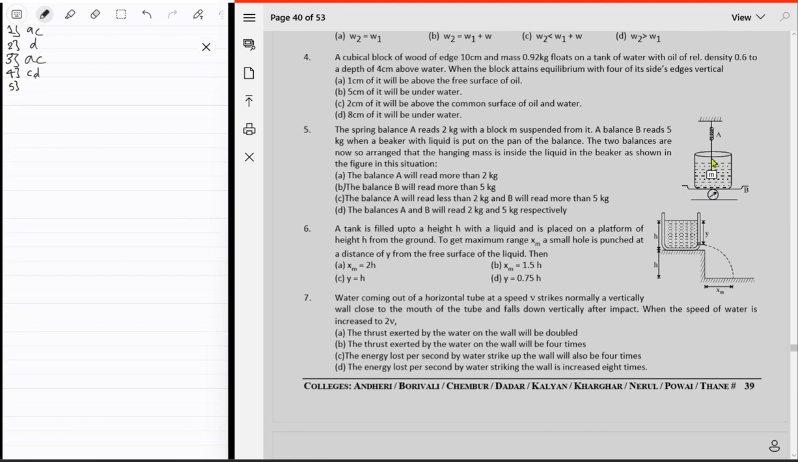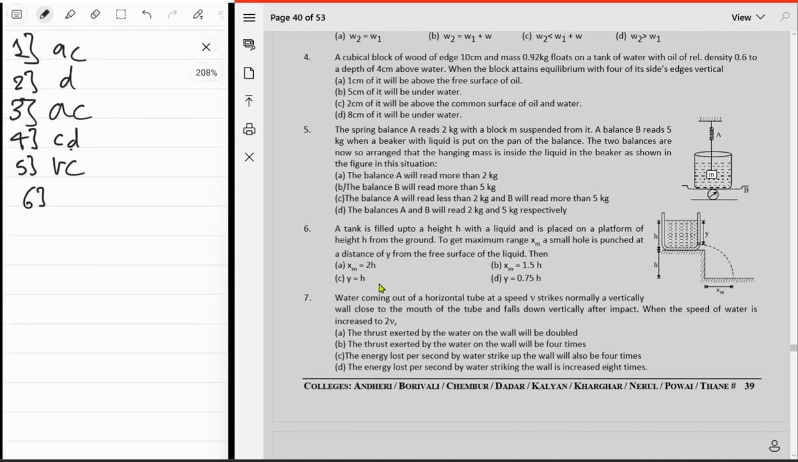Well, it's definitely down. It's not floating, right? That's important. Which means it's more dense than water. Of course, balance A will read less than 2 kgs. And B will read more, because there's that buoyant force you have to deal with as well. So it's more than 5 kgs. So B is correct: B will read more than 5 kg. And C is correct. So B and C. Next question.